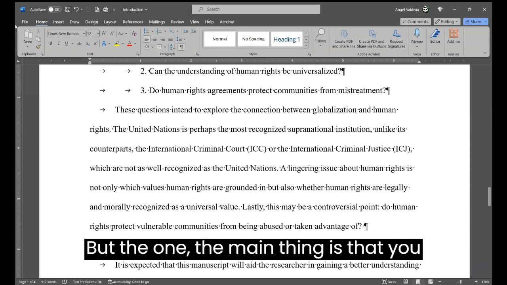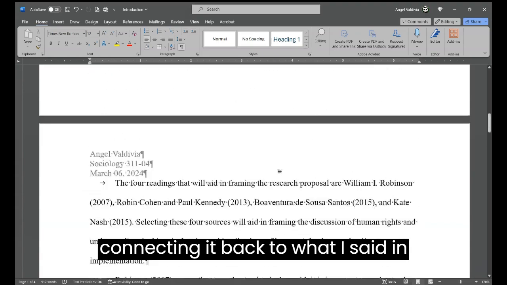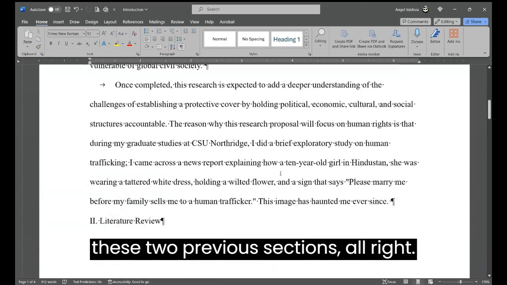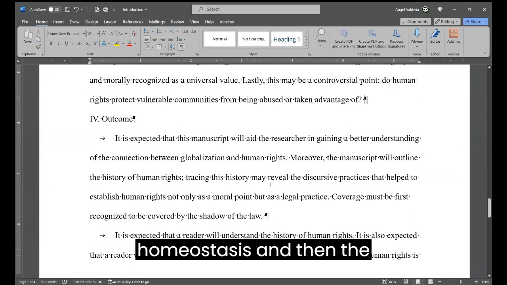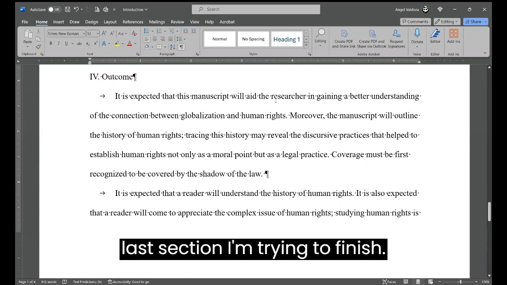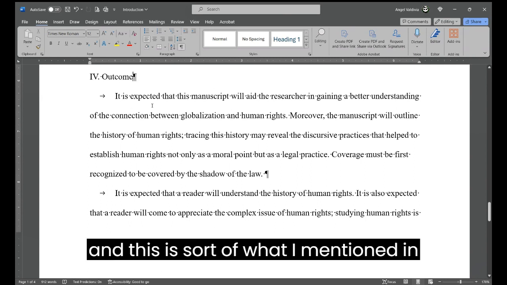All right, but the main thing is that you notice these points connect back to what I said in these two previous sections, going back to the whole idea of homeostasis. And then the last section I'm trying to finish is the outcome. And this is what I mentioned in the last video.